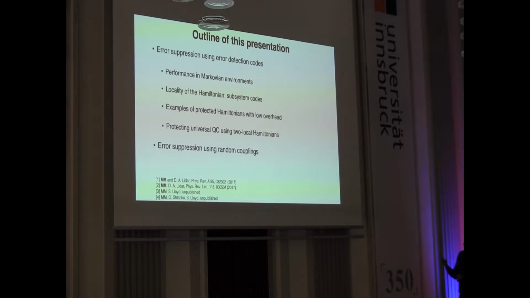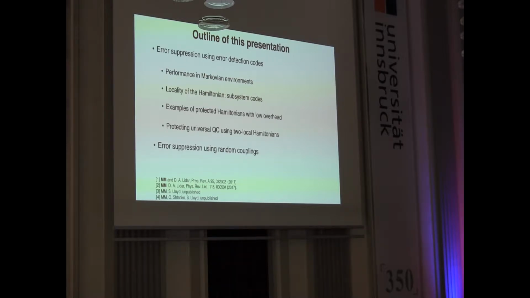So in this talk, I'm going to talk about some specific type of error suppression using error detection codes. After introducing those, I'm going to talk about their performance in Markovian environment. And also, I'm going to talk about the disadvantage of using this technique. As we will see, the Hamiltonian that we have to implement becomes non-local. And then I motivate using subsystem codes to fight this. And we talk about some examples where we can use the subsystem codes to do things that we couldn't do using subspace codes.